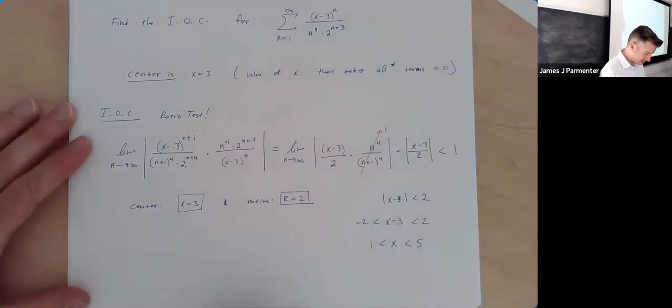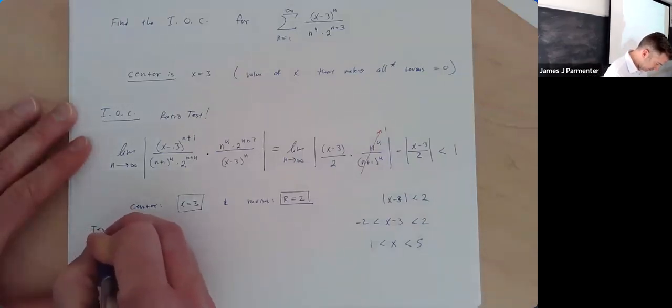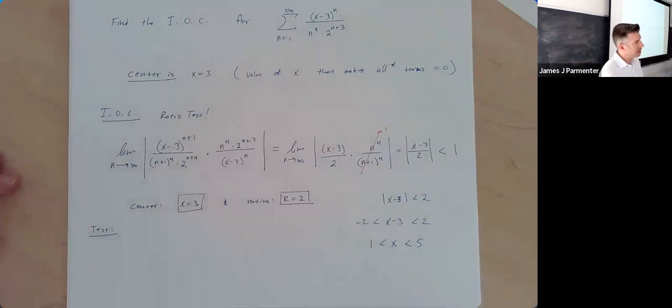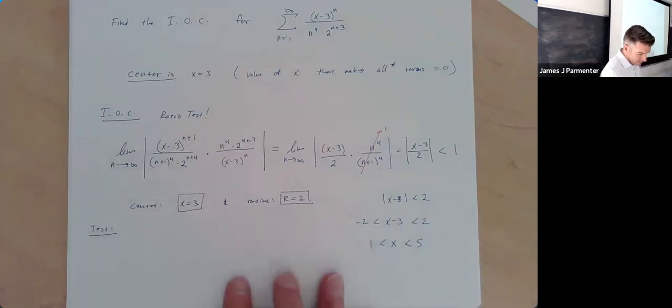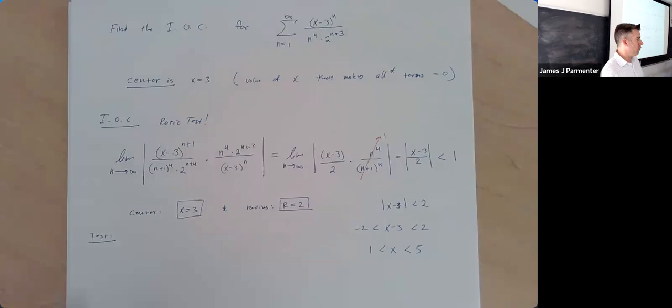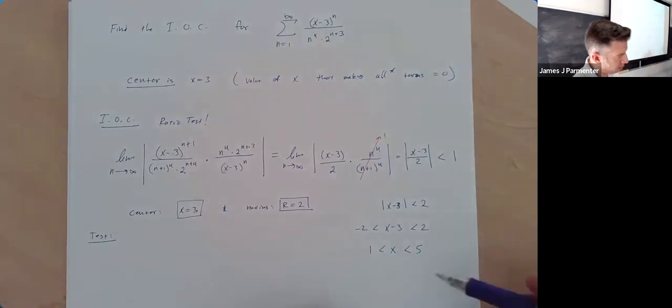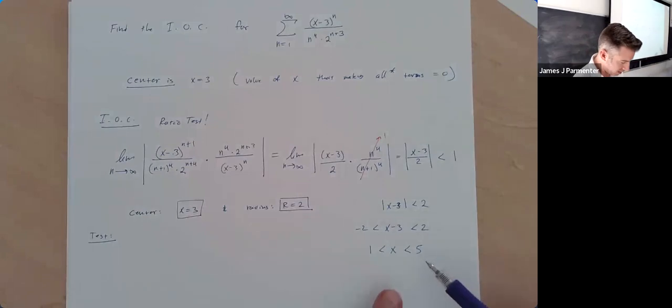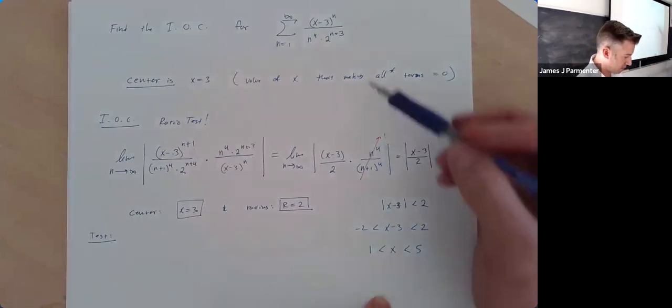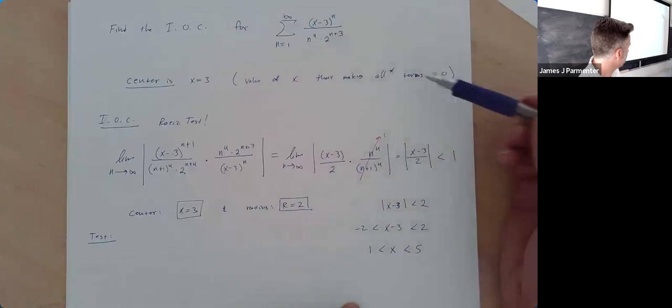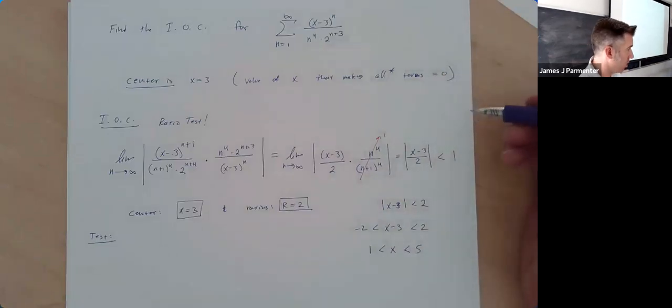Let's test the endpoints. Here's what I would say when you're testing endpoints. If you have an idea of which endpoint is going to make it not be alternating, I would test that one first. So let me ask you both. If I'm going to plug in either 5 or 1 to my original series, which of those is more likely to make it be alternating? The 1 or the 5?